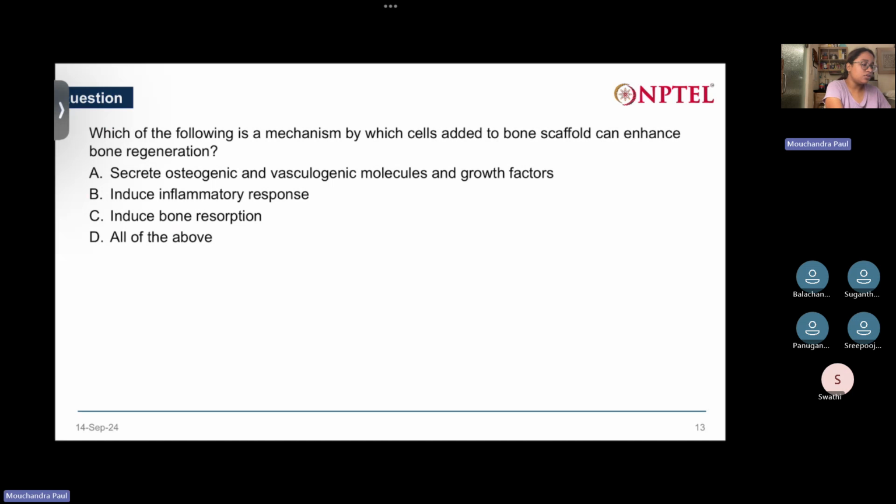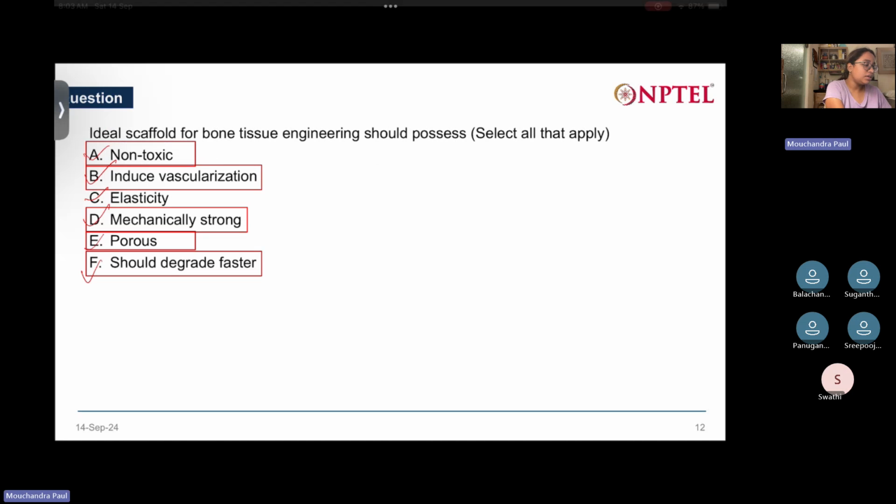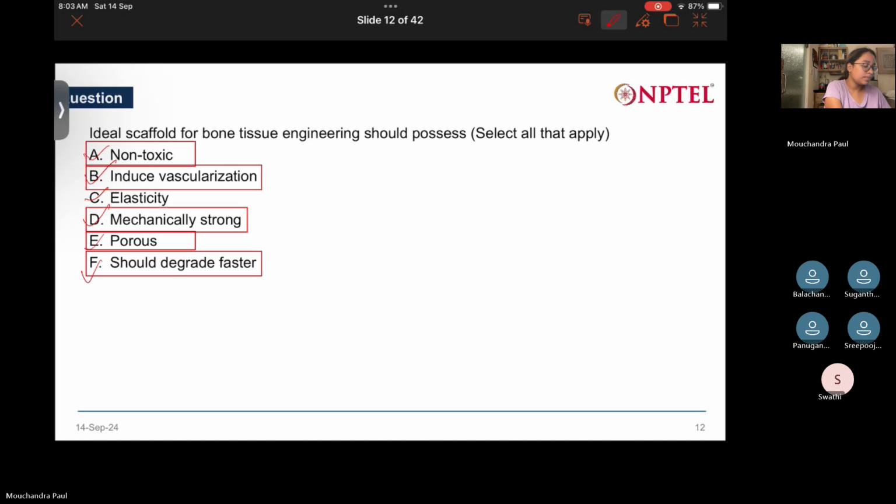Oh, sorry, elasticity should not be there. Elasticity we don't need. I forgot to mention. Why should elasticity not be one of the properties? Because bone is a rigid material, right? There is no need for bone to bend. So elasticity should not be one of the properties. Except elasticity, all of these properties are important for a scaffold to possess to be used in bone tissue engineering. All right, I just wanted to get that cleared first.